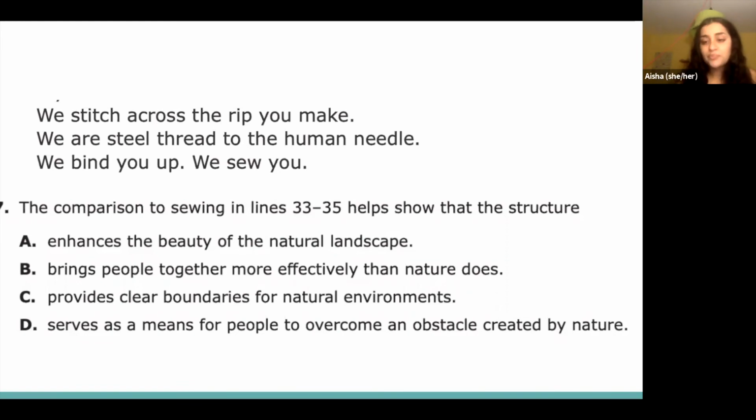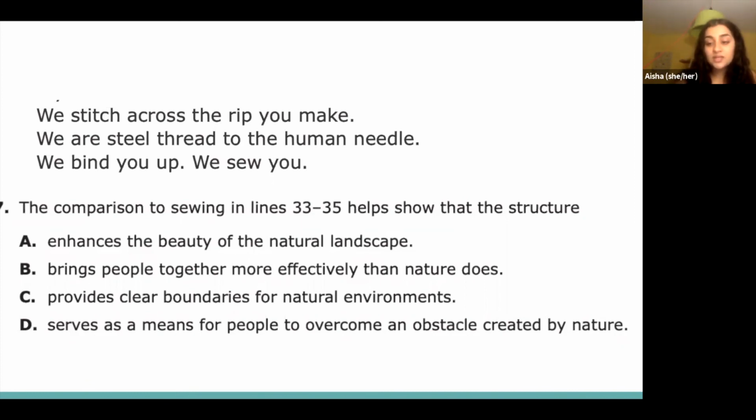So, no, wrong. Answer choice B focuses on how the structure brings people together, which kind of fits with the first line of the poem because it says that we're the steel thread, the human needle, kind of implying that humans are brought together. So we can keep it for now, but let's go back to it. Answer choice C doesn't make sense because the structure, which we know is a bridge, helps people overcome distances, not create boundaries. As a comparison to sewing helps reference that, so no. And then answer choice D says that the comparison shows that the structure helps people overcome natural boundaries. That also fits like B.